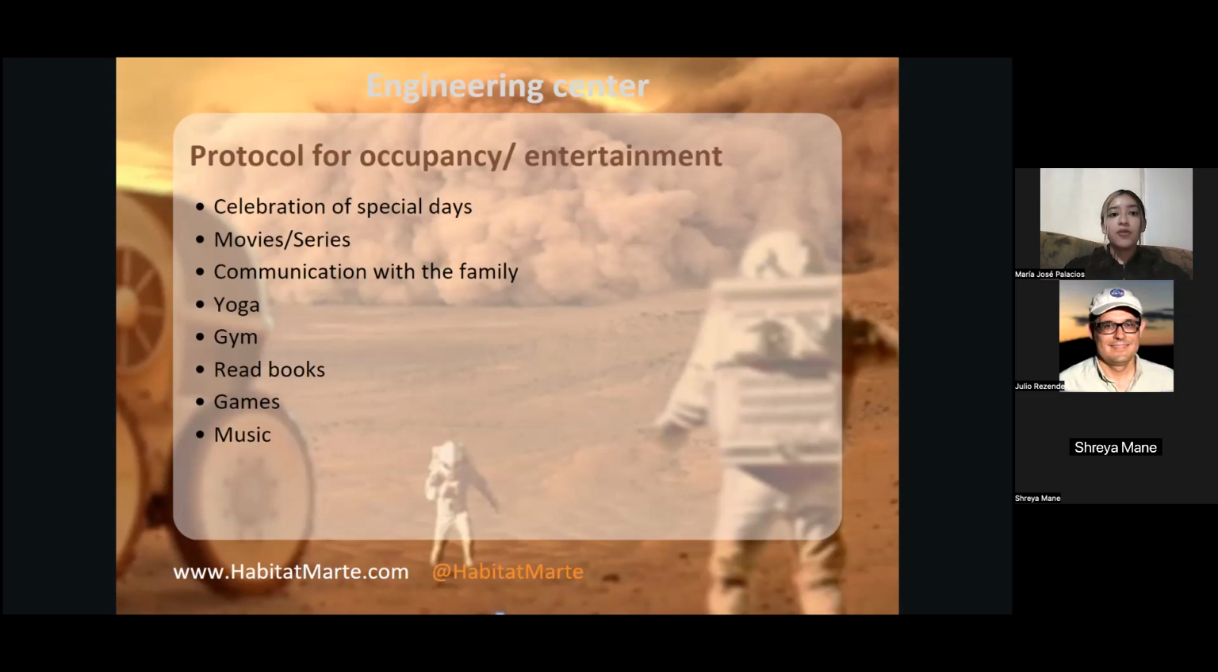Another type of protocol is the protocol for occupancy or entertainment. First, we have the celebration of special days. The astronauts can celebrate birthdays and special days of different countries. They can watch movies or series. They can communicate with the family too. They can do yoga or exercise in a little gym. They can read books, play games, or listen to music too.